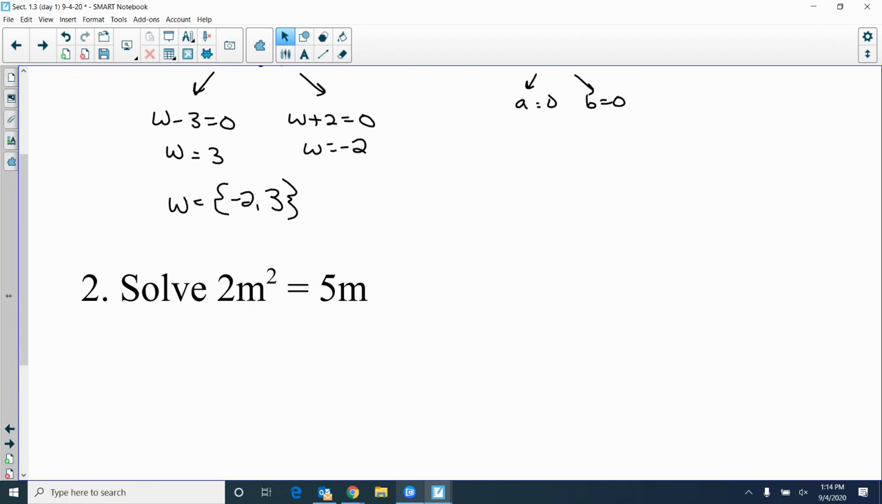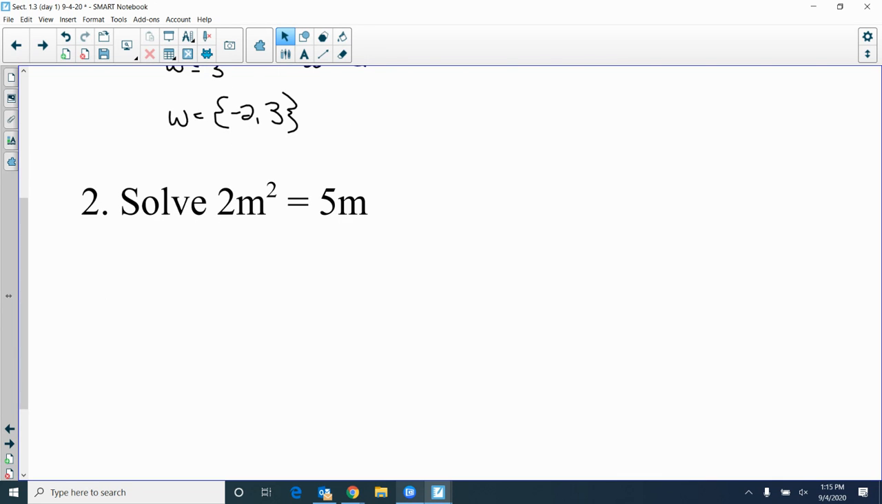Solve 2m squared equals 5m. In order for the zero product property to work, if you look at it closely, it has to equal what? 0. Does this equal 0? No. One thing you've got to watch is a lot of people look at this and think, oh, I can divide by m. What happens when you do that is you end up eliminating answers. You've got to be careful of that. That's why it's better to factor. Subtract 5m, and we get 2m squared minus 5m equals 0.